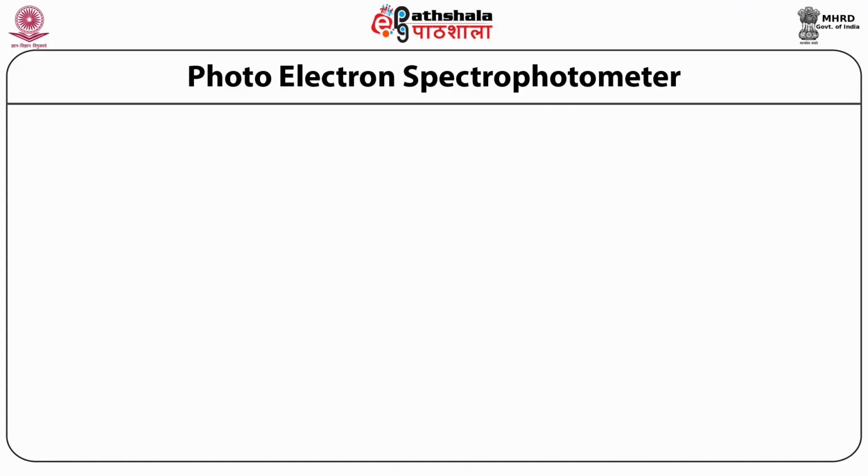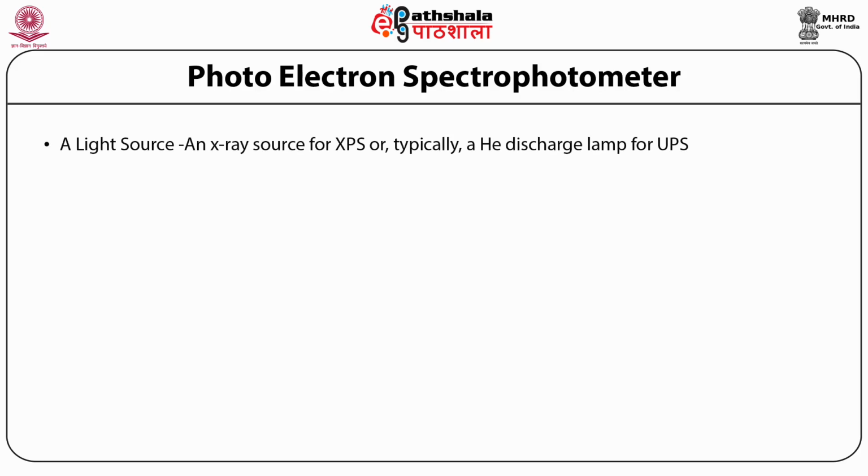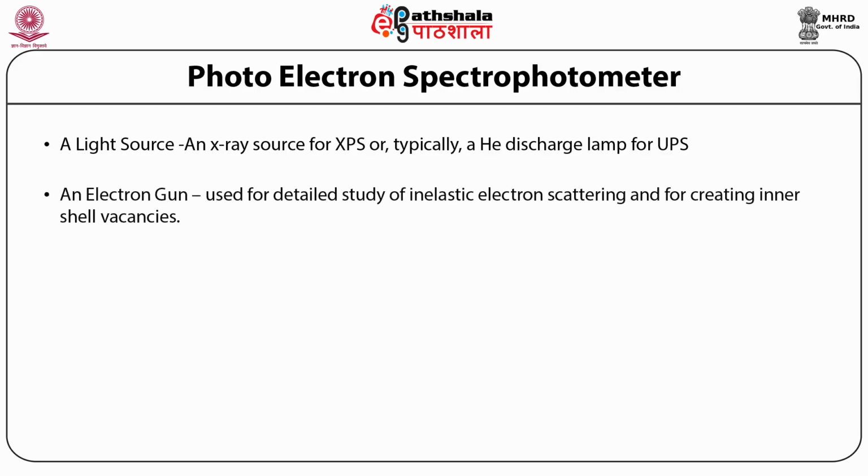Now we will discuss briefly the photoelectron spectrometer. It consists of a light source, an electron gun, an energy analyzer, a high vacuum environment and an electron detector. The light source, for XPS, is an X-ray source, and for UPS, it is a helium discharge lamp. The electron gun is used for detailed study of inelastic electron scattering and for creating inner shell vacancies.